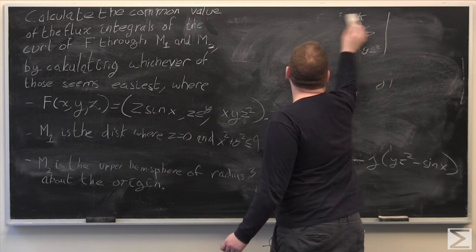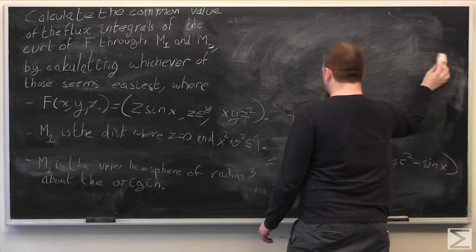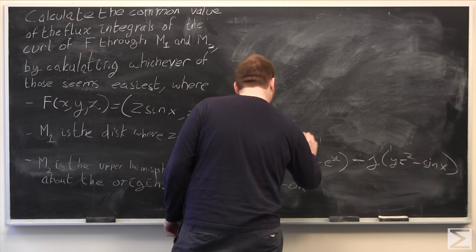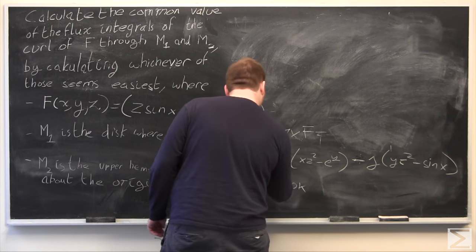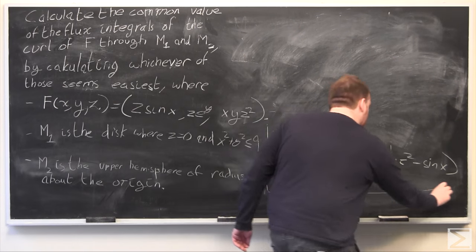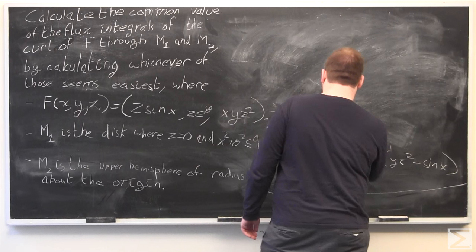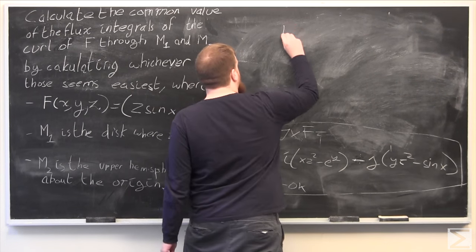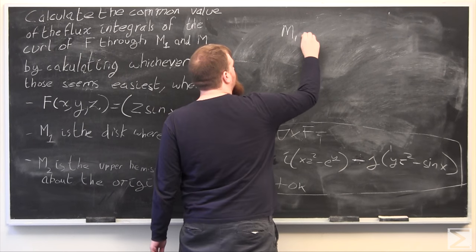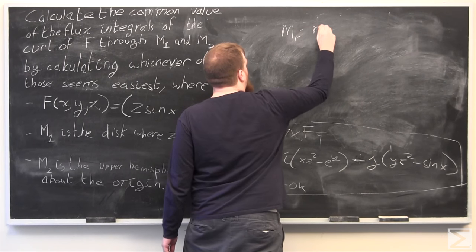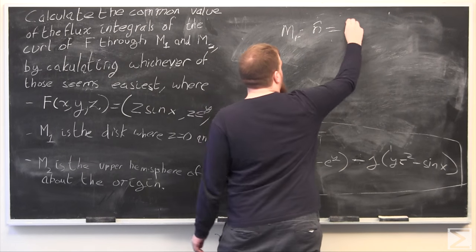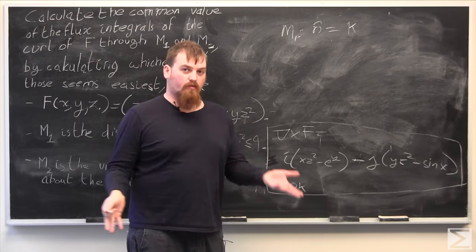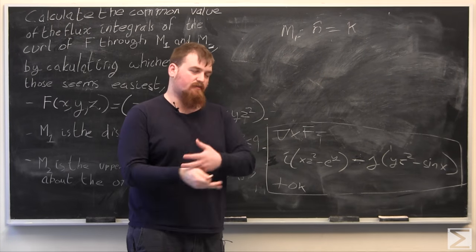Let's erase this stuff and rewrite del cross F down here. Just put a box around this so we can highlight it at least. M1 has normal vector equal to just k, because it is in the xy plane, and the normal vector of the xy plane or any subset of that is going to be k once again.